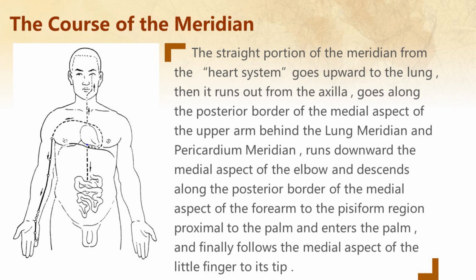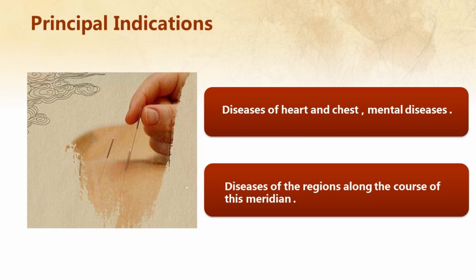Then it runs out from the axilla, goes along the posterior border of the medial aspect of the upper arm, behind the lung meridian and the pericardium meridian, runs downward to the medial aspect of the elbow and descends along the posterior border of the medial aspect of the forearm to the pisiform bone, runs proximal to the palm and enters the palm, and finally follows the medial aspect of the little finger to its tip. The course of the meridian has been learned.